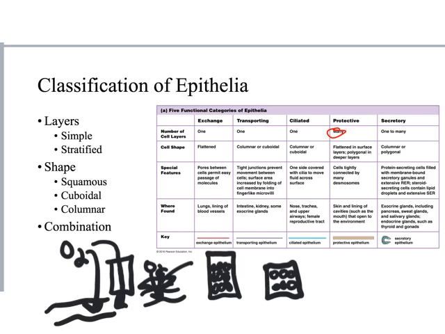So when we get to skin, we're going to see that the skin, especially on the palms of your hands and the soles of your feet, is going to be stratified squamous. It's going to be several layers of squamous cells to help protect the inside of your body from the environment that we touch every day with our hands. So you can see how both the shape and whether it's simple or stratified really have a lot to do with the function of those particular epithelial cells.